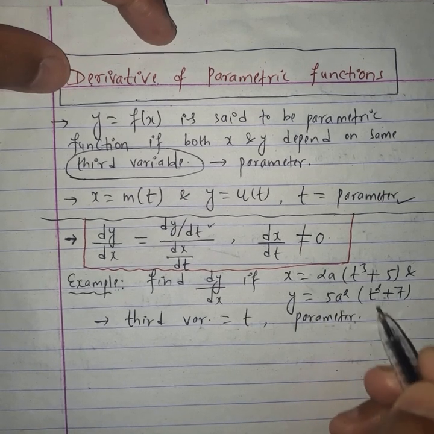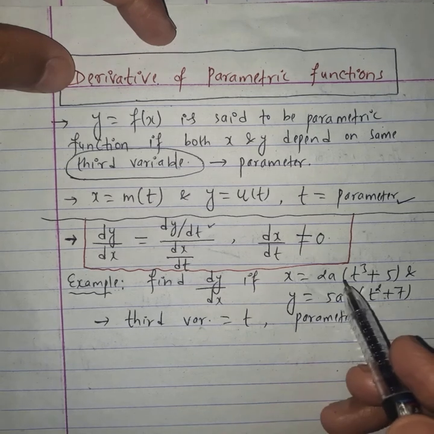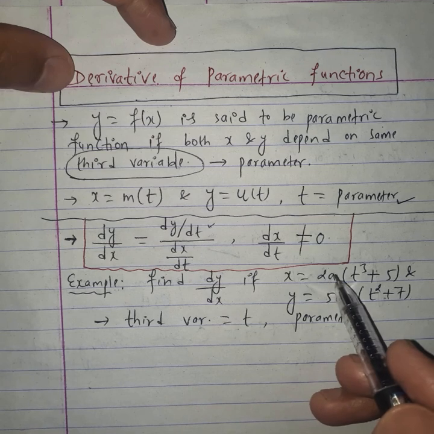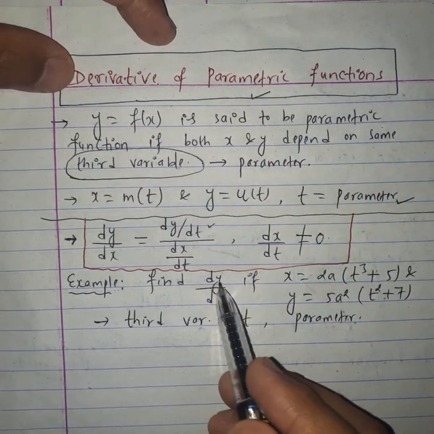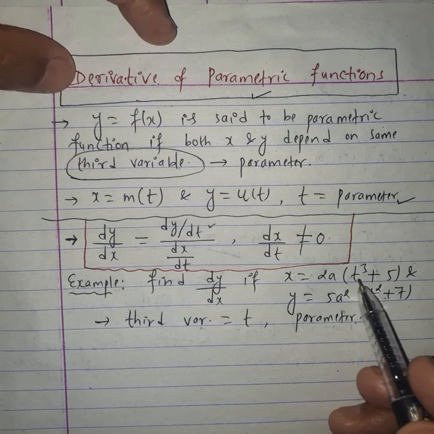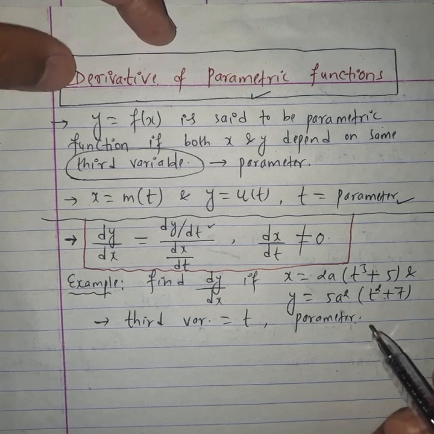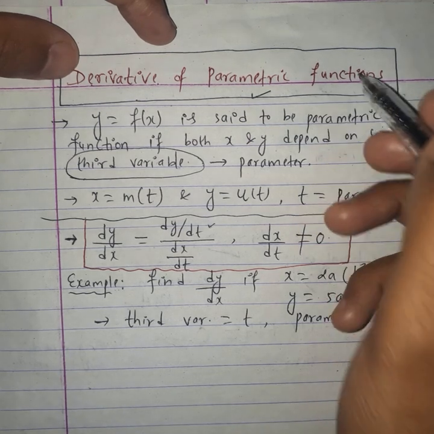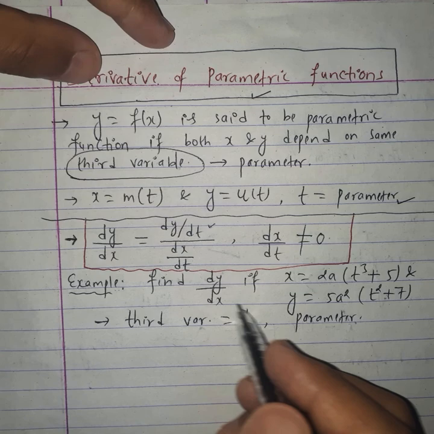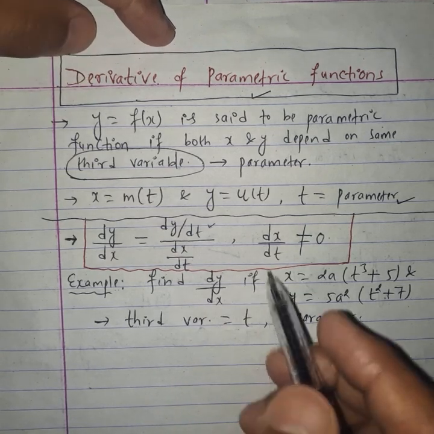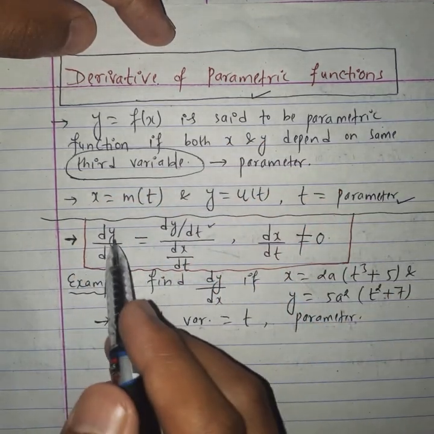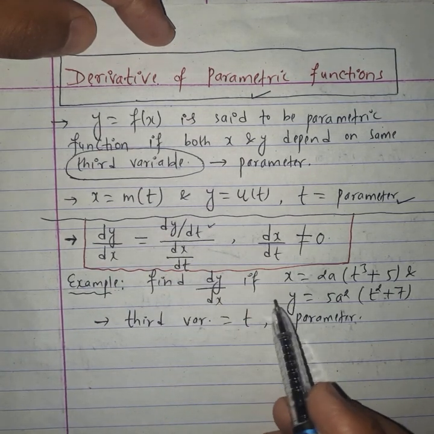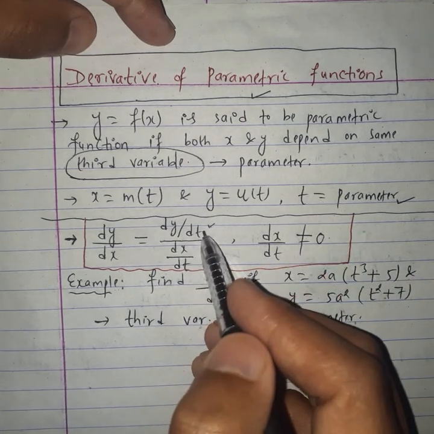Here the parameter is t, and so we can say that this function y equals f of x is the parametric function, because both x and y are expressed in terms of the third variable t here. So we can say the function y equals f of x is the parametric function here. And the rule for doing the derivative of the parametric function is, first of all, taking the derivative of both x and y with respect to the third variable.